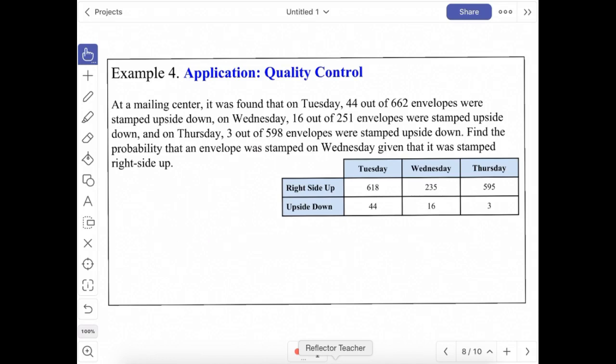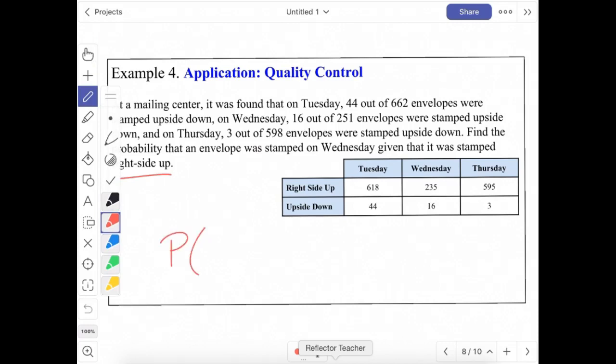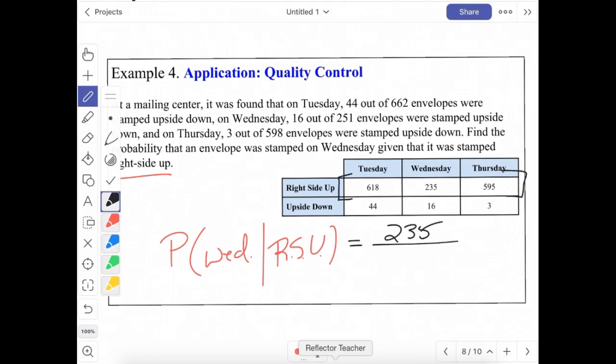So what we are doing in this is we only want to look at the ones that are right side up. So that's our given. So probability of Wednesday, given that it was right side up. That means our population that we're interested in is only the numbers that are on top. So our Wednesday number is 235 out of, and this will be 618 plus 235 plus 595.